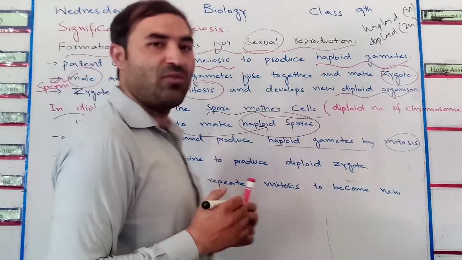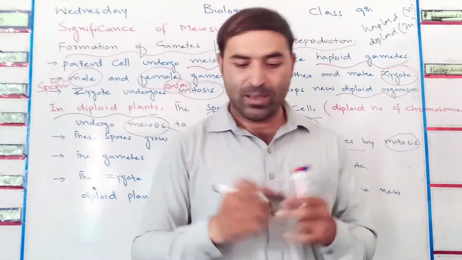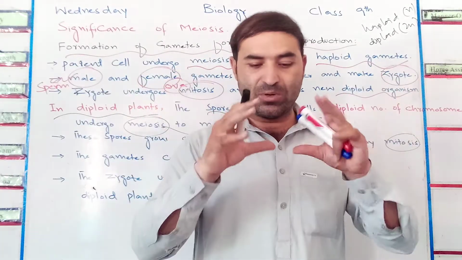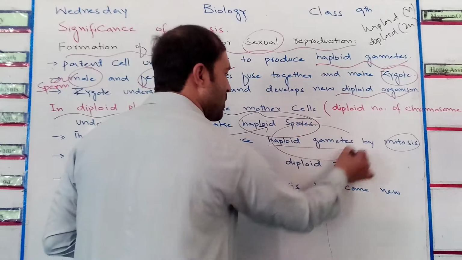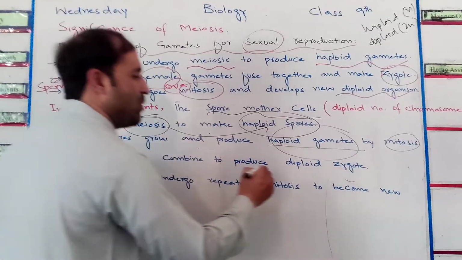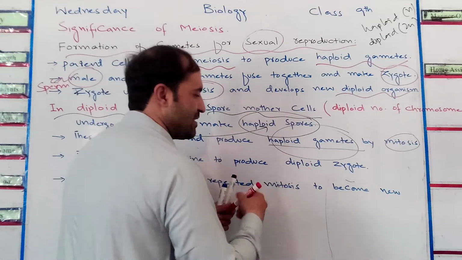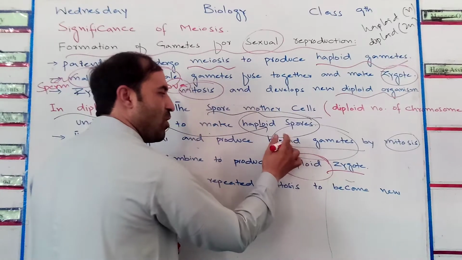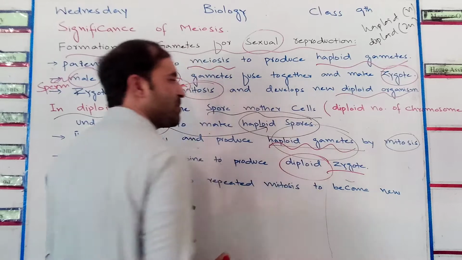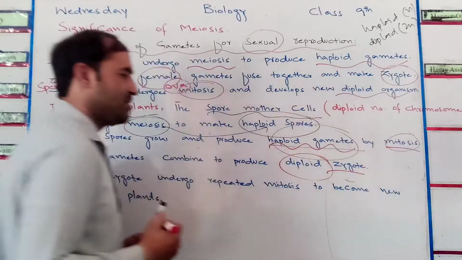After the formation of haploid gametes, the gametes combine to produce the diploid zygote. Then these haploid gametes will combine and form a diploid zygote. This one. This is the diploid zygote. So how will it form? It will form from these haploid gametes.